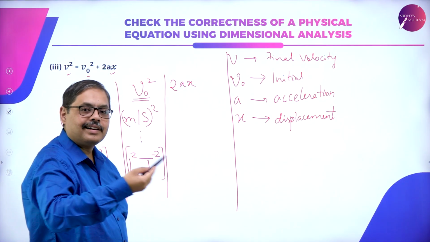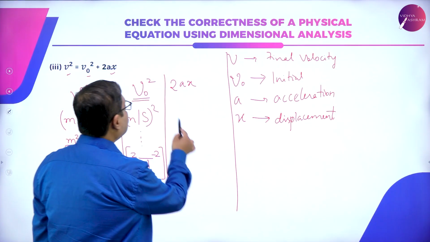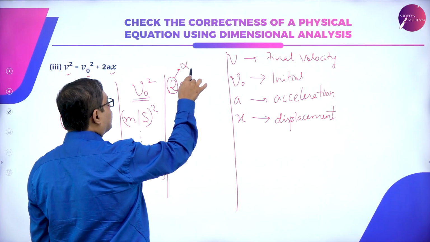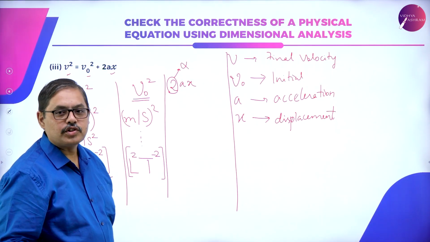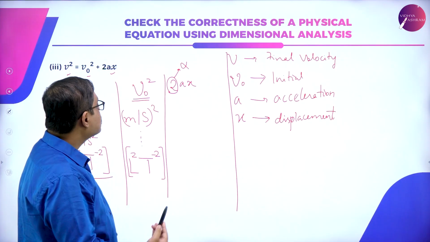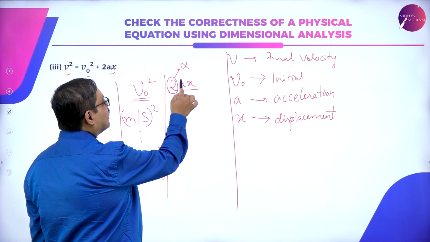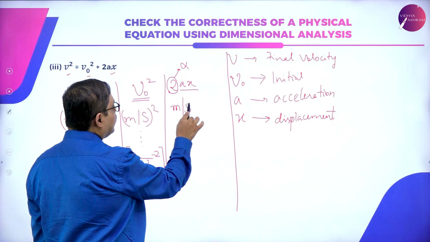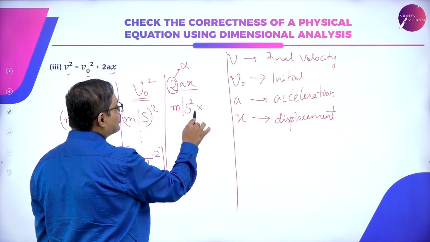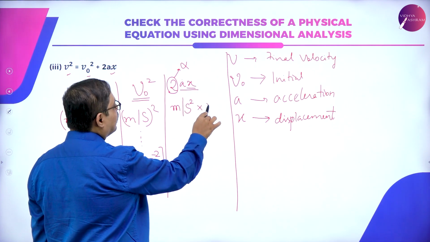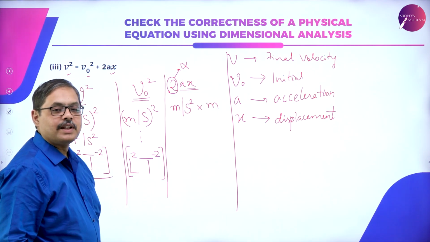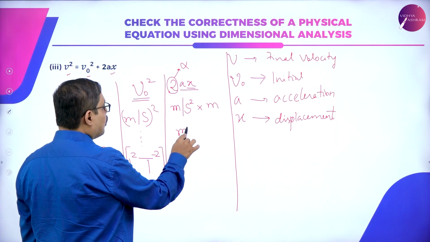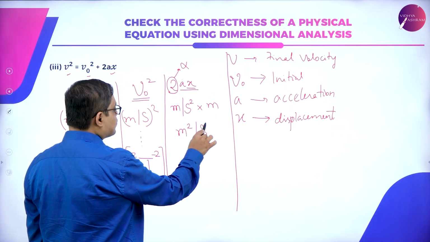Now moving on to the third terminology in the equation, which is 2AX. We already know that 2 is a dimensionless number. It does not have any dimensions, also called a dimensionless constant. So let us concentrate on AX. A is the acceleration. So the unit for that is meter per second square into displacement. Displacement is meter. The unit for displacement is meter in SI system. So combining, we get meter square per second square.